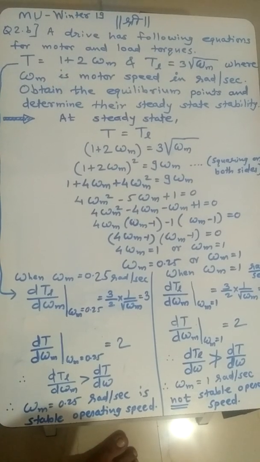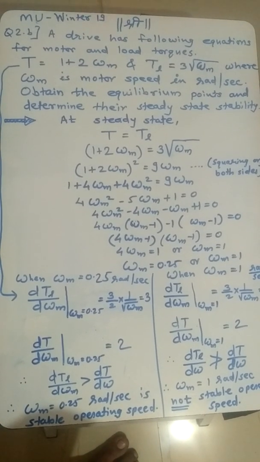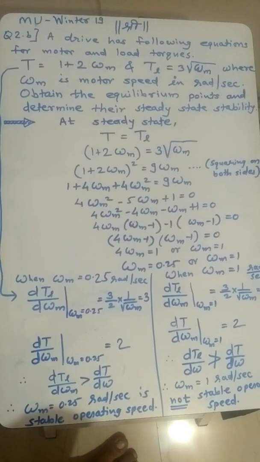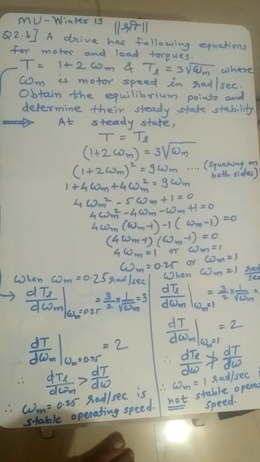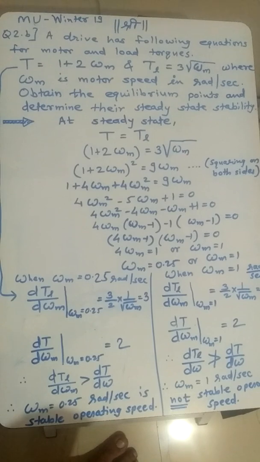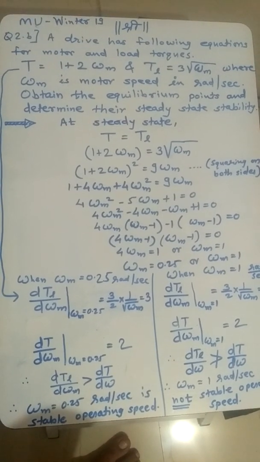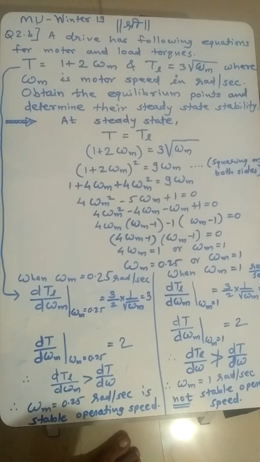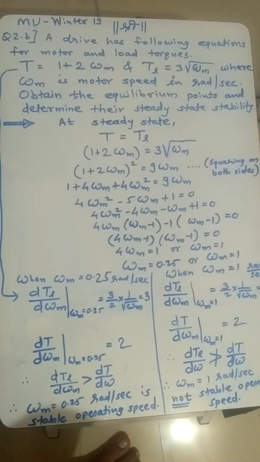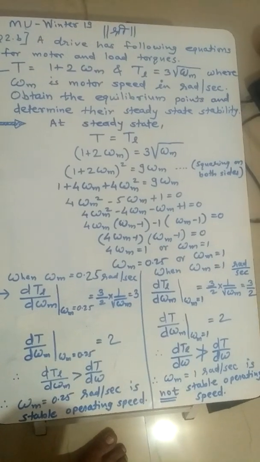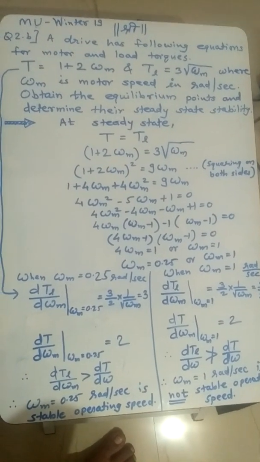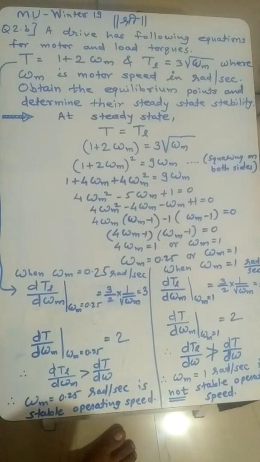To start with, I have taken one example which was asked in Mumbai University's question paper of drives and control in winter 2019. The problem states that a drive has the following equation for motor and load torques: T is equal to 1 plus 2 omega m and TL is equal to 3 root omega m, where omega m is the motor speed in radians per second. Obtain the equilibrium points and determine the steady state stability.